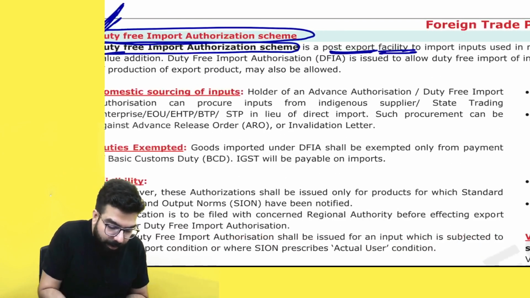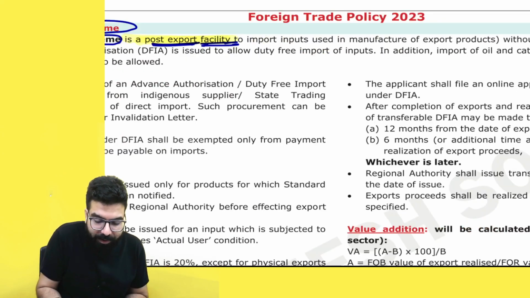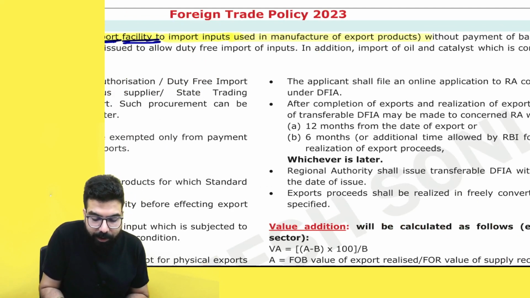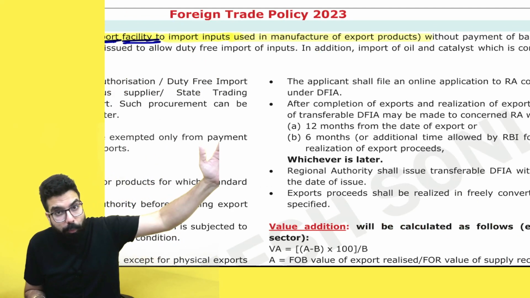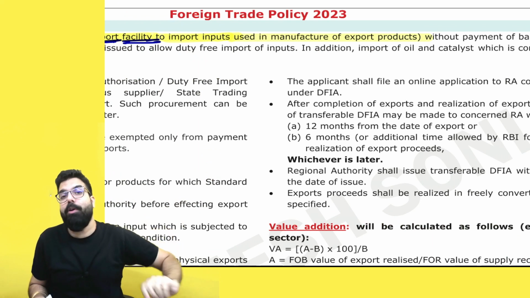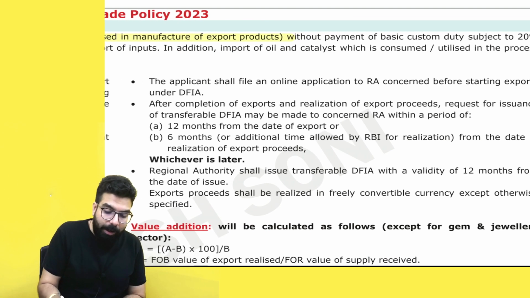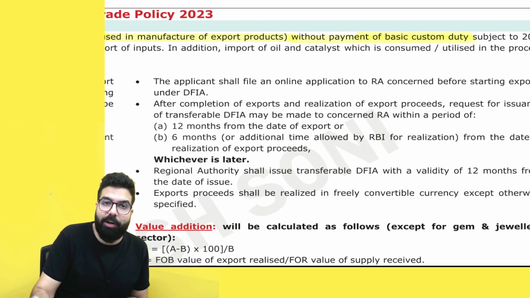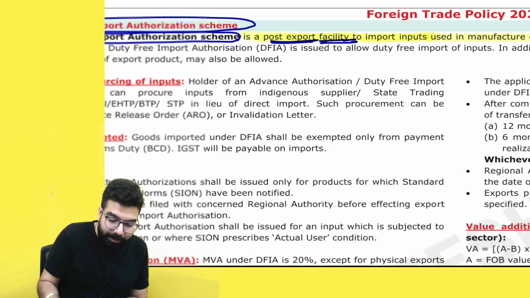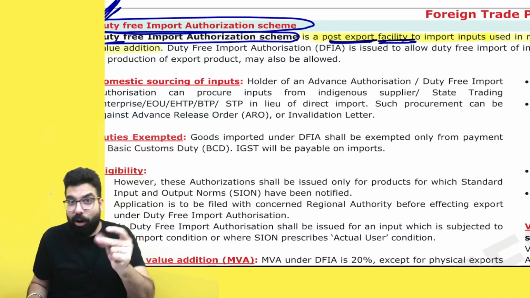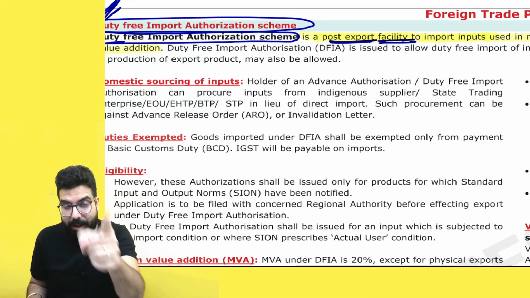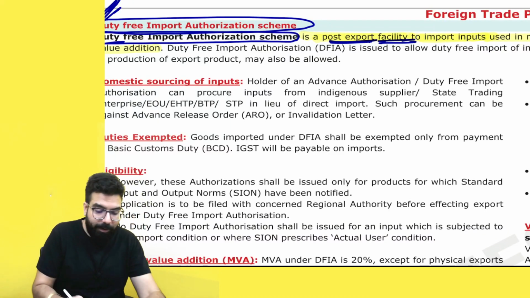So it says over here, it's a post-export facility to import inputs used in the exported goods. Whatever export products are there, for that, whatever raw materials you had used, you can import now without payment of any duty. Basic custom duty is only exempted over here, and it is subject to 20% value addition. I taught you already how to calculate value addition. Remember that. And value addition is 20% over here.